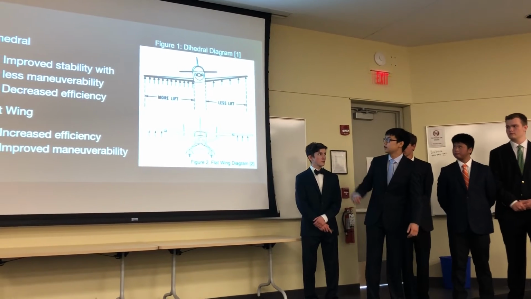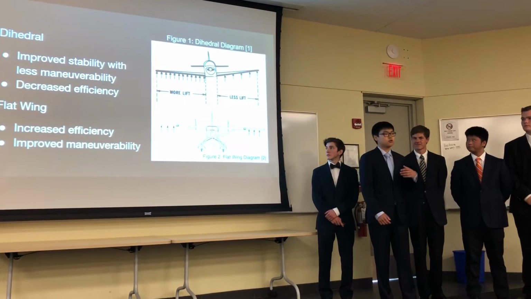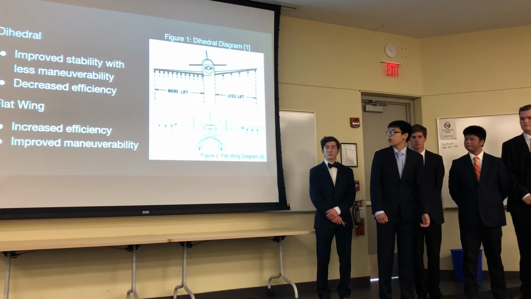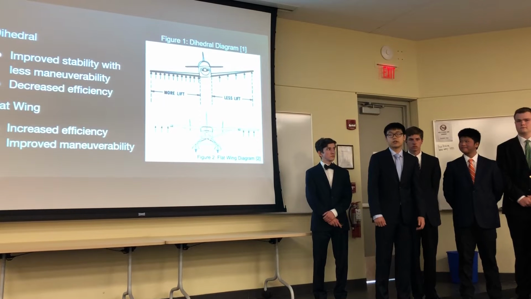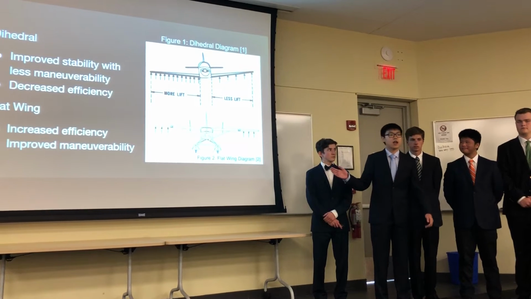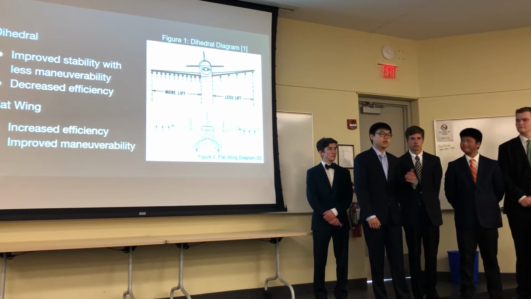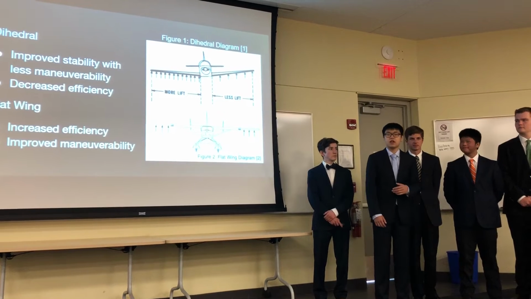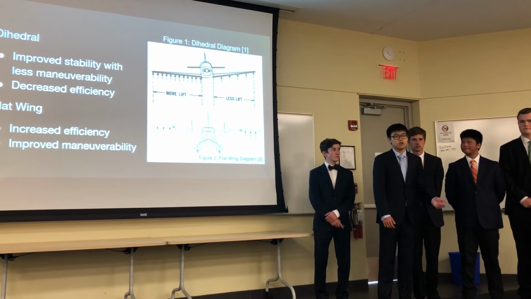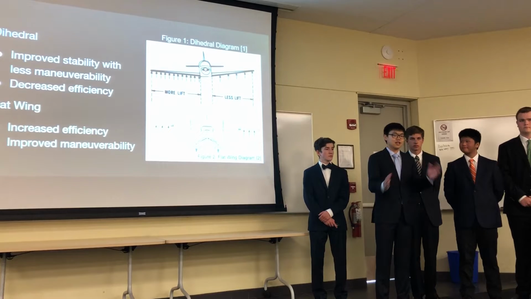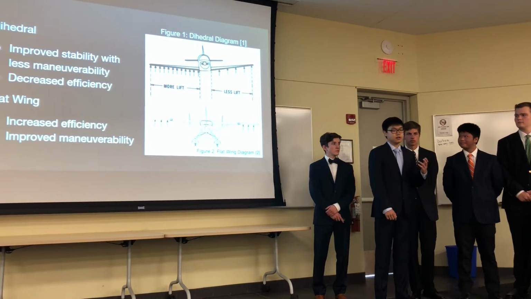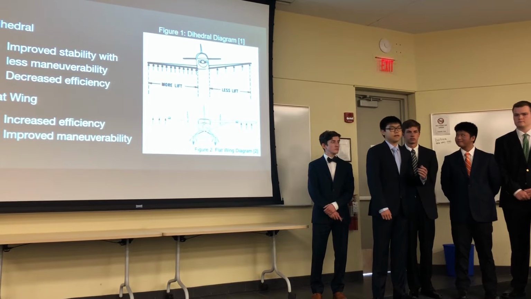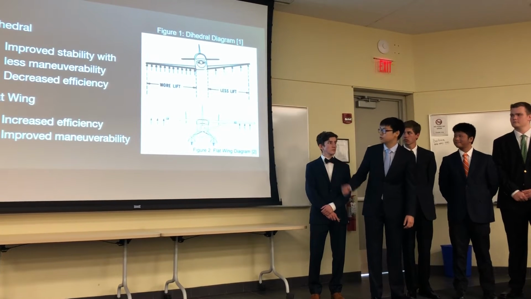As seen in figure 1, when the plane rolls slightly to the right, the right wing will become perpendicular with the lift vectors, and that will result in a higher lift on the right wing as opposed to the left wing. So this will create a self-correcting mechanism for the plane to roll towards its left side and realign with its center. The second wing design was the flat wing, as seen in figure 2.